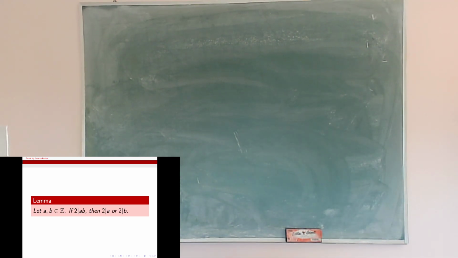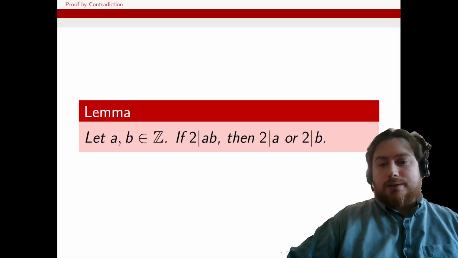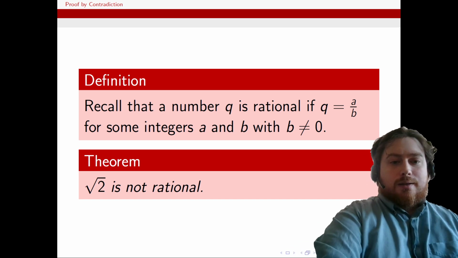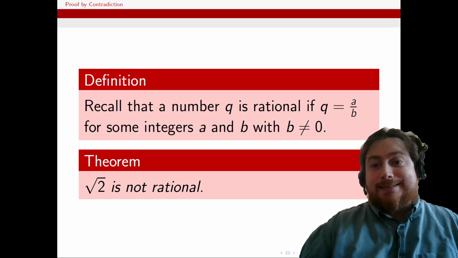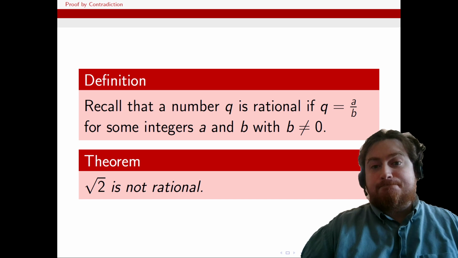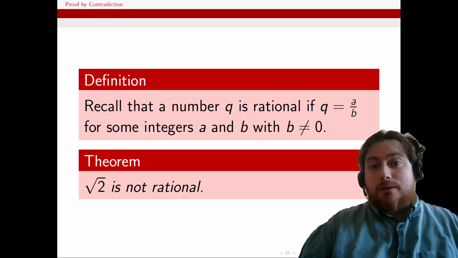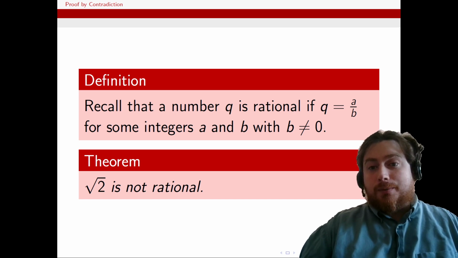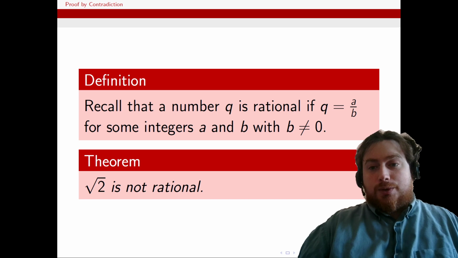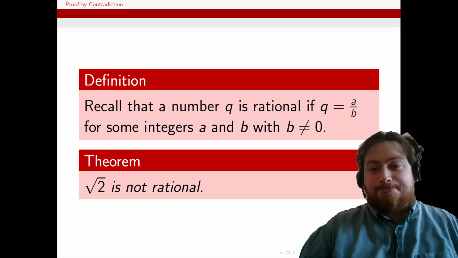So using that, what I want to prove is that the square root of 2 is not a rational number. Now recall that I have up here a rational number is any number that can be written as a divided by b for some integers a and b with b non-zero. So what we're trying to do here is show that that's not possible for any a and b.